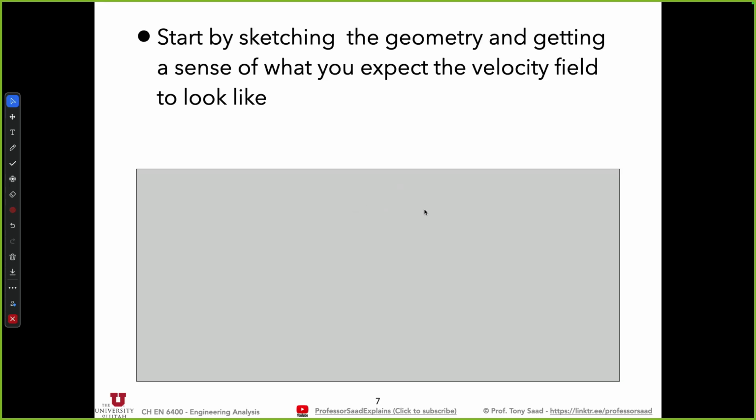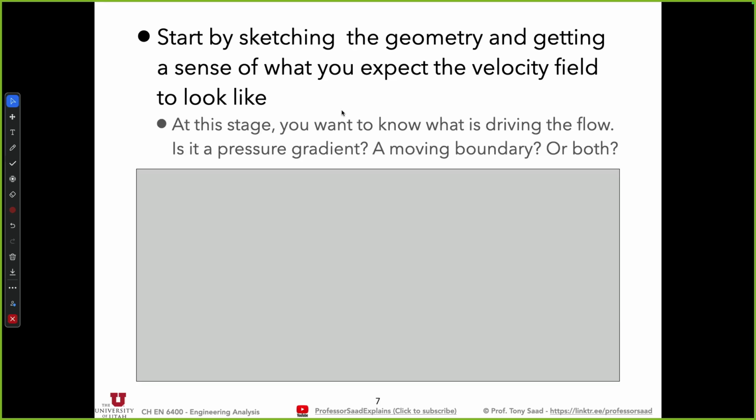Okay. So the strategy has a few steps, and you have to follow these steps. In every problem that I'm covering here, I repeat those steps over and over again. And if you follow these steps, 1, 2, 3, etc., you will be guaranteed to be able to solve the problem. Eventually, you'll just jump to the solution because it becomes very clear. The first step is to start by sketching the geometry and getting a sense of what you expect the velocity to look like. You don't have to sketch the velocity profile exactly, but you have to have a sense of what you think it's going to look like.